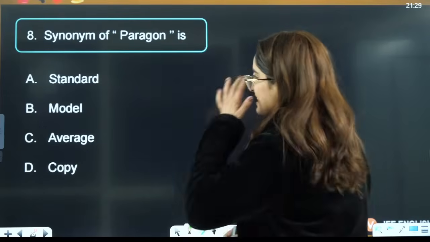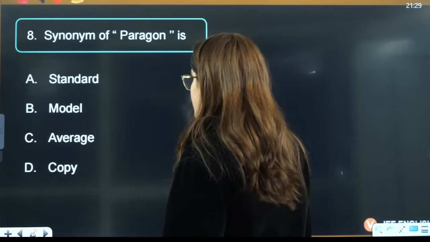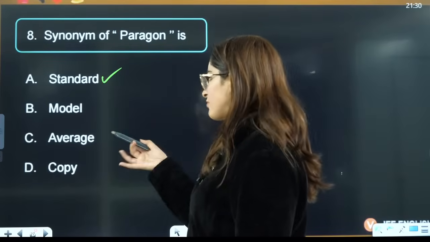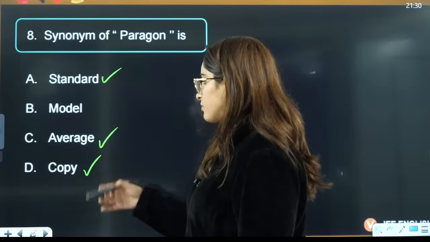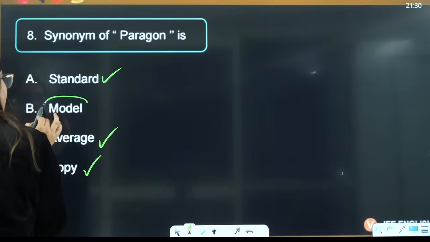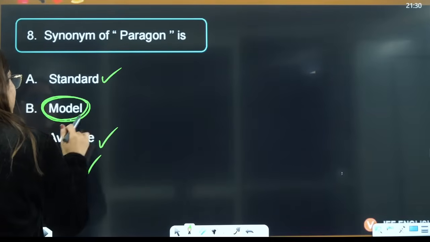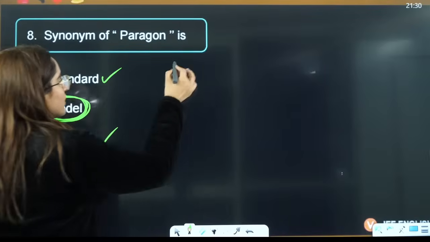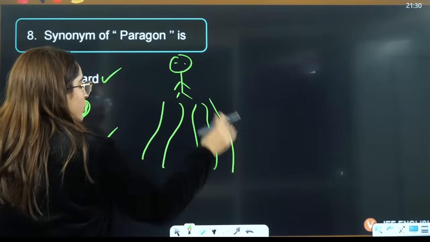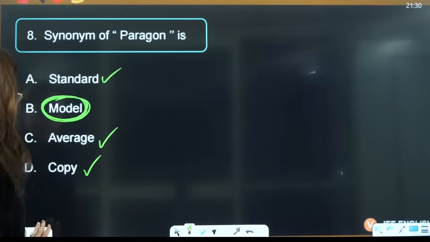So if I say here, it's a standard thing, or it's an average thing. Standard means what we usually use, or the copy of that thing. But paragon is a different word. Model is a different word out of it. That is a fixed thing, like the role model, and everyone is following it. So paragon means model, right? Okay.